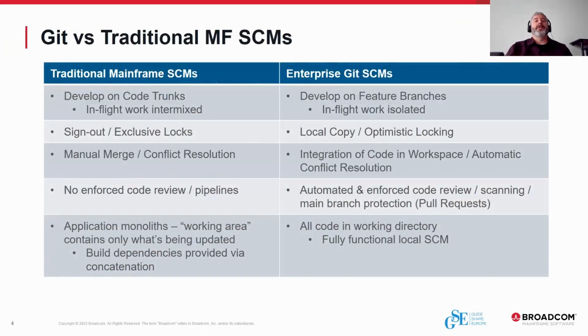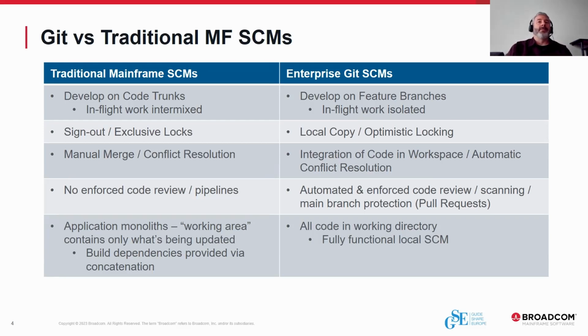So I wanted to also just have a quick compare and contrast with the way people have traditionally worked with mainframe SCMs and how it looks with Git. The first thing I'll point out is that typically when we're talking about mainframe SCMs, code is developed on trunks. People will lock a particular version for their use. They'll do their development, they'll unlock it. Other people might go and build things on top of it. There might be some degree of parallel work happening.